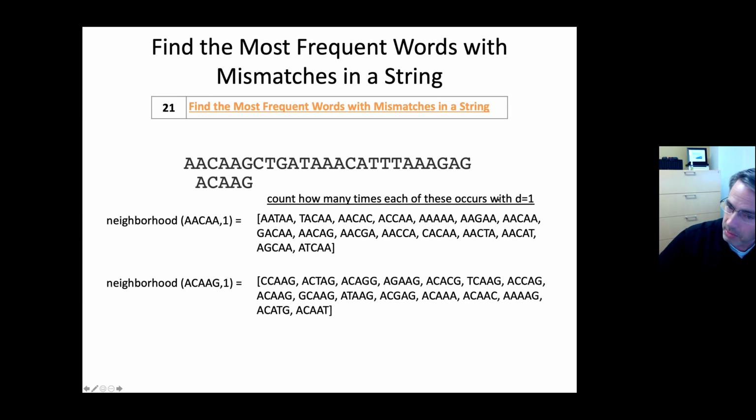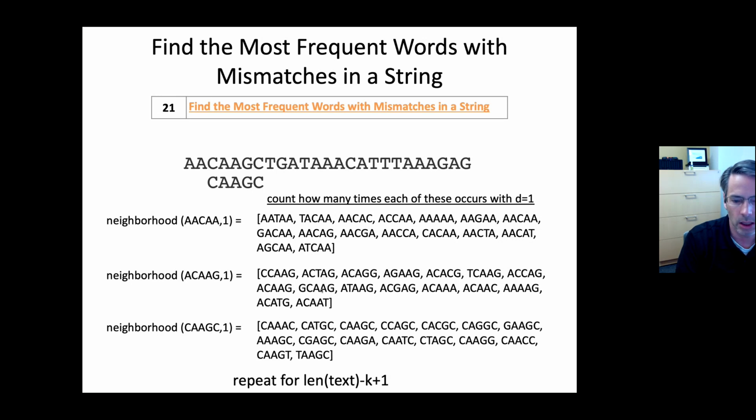And how many times are they in the text with a d of 1? Because if we just counted them exactly in the text, you would find some of these don't ever occur, but we want to count them if they're 1 base pair, 1 mismatch away. Then we do that for the first window, then we slide down to the next window. And we do the same thing, generate all the 1 mismatch away k-mers, count them, and keep on doing that. So we have to slide all the way down.